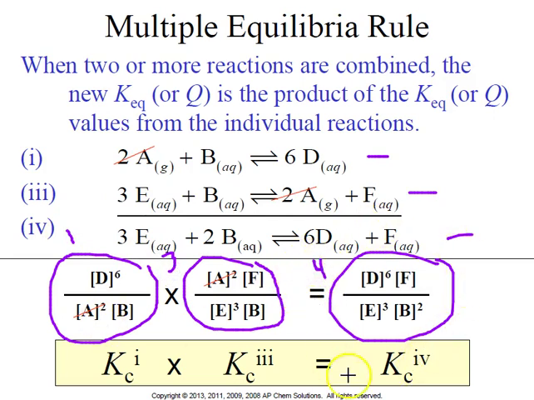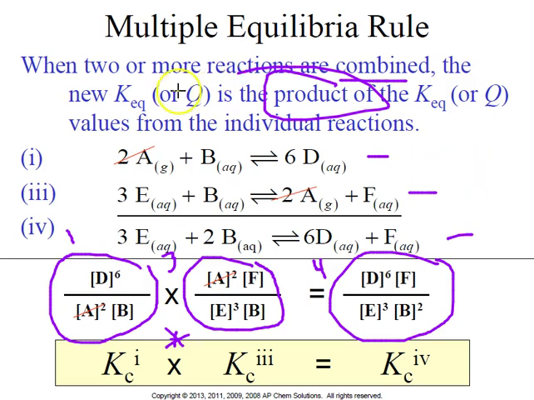Notice that for reaction 4, which is the combination of 1 and 3, its K value is the multiple of 1 and 3. So you do not add the K values together like you would in Hess's law. You multiply the K values. So when 2 or more reactions are combined, it's the product of their K values from the reactions.